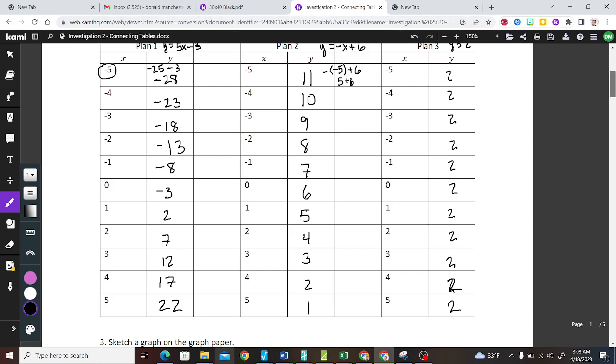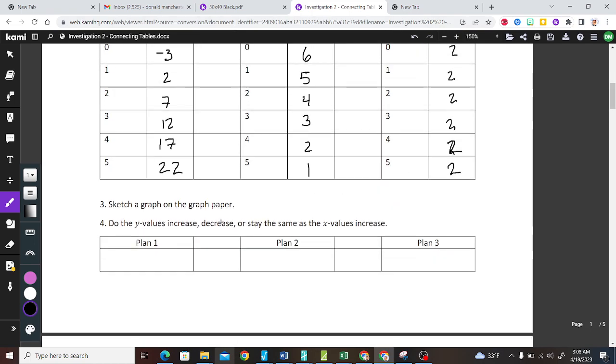What else does it say to do on this page? Oh, do the values of y increase, decrease, or stay the same as the x values increase? Okay, so in plan 1, we saw that the y values increase. In plan 2, we saw that the y values decrease. And in plan 3, they stay the same. So I'm going to pause this first video now that we're done with page 1.